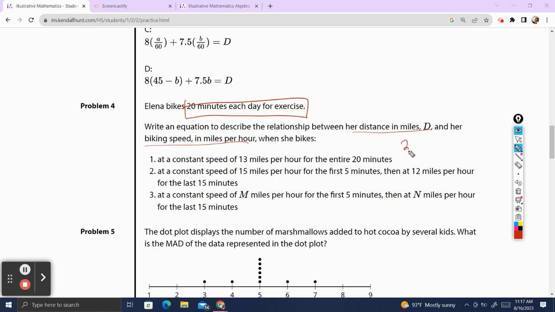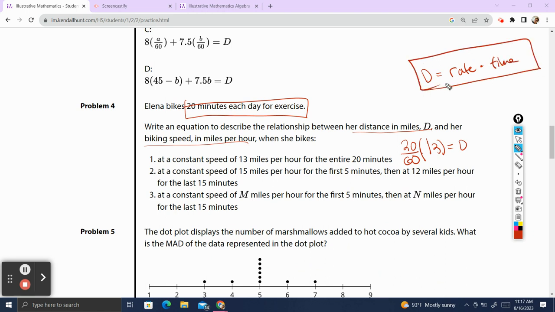So she does 20 minutes. And again, just like we said before, it's 13 miles per hour. So it's going to be 20 over 60, because she goes for that much of an hour, times 13 miles per hour, which is going to equal her distance. And this is because distance is equal to rate times time. So that's a handy, useful equation to remember for these types of questions.